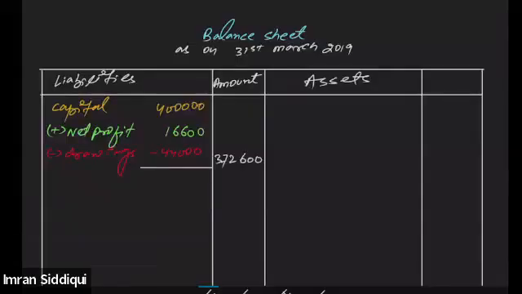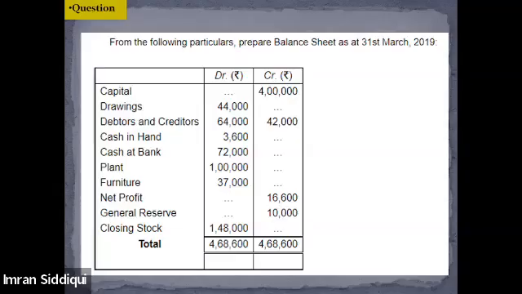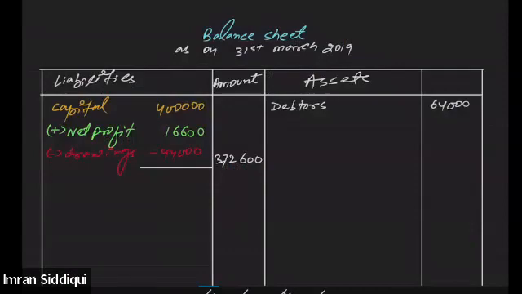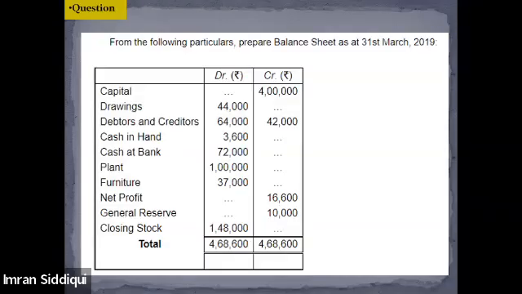So debtor 64,000. We'll record that here. Debtors 64,000 and creditors 42,000 should be written on the liability side. 42,000.